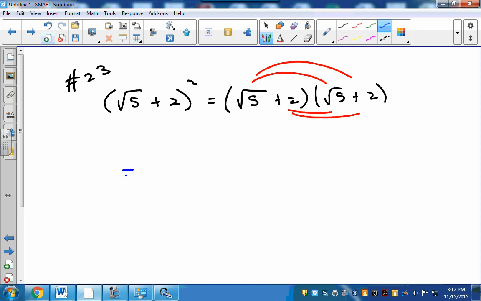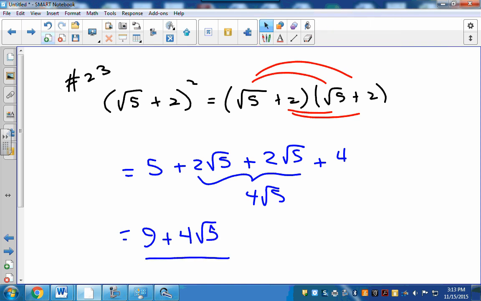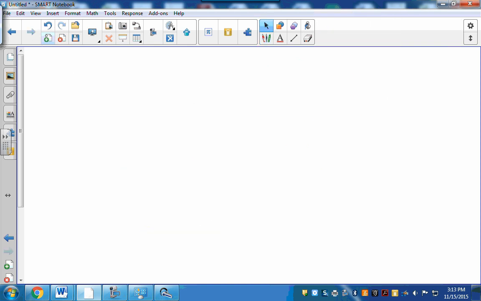Okay, root 5 by root 5 is 5. Root 5 times 2 is 2 root 5. Root 5 times 2 is another 2 root 5. That's obviously going to be 4 root 5s. And lastly, 2 by 2 is 4. So this looks like 9 plus 4 root 5. Final answer. Okay, number 31.